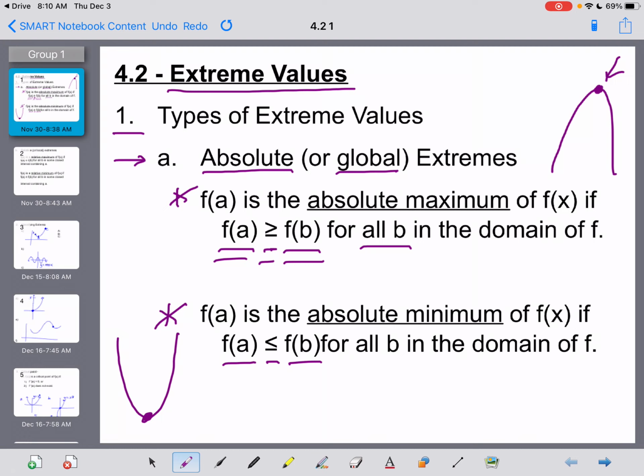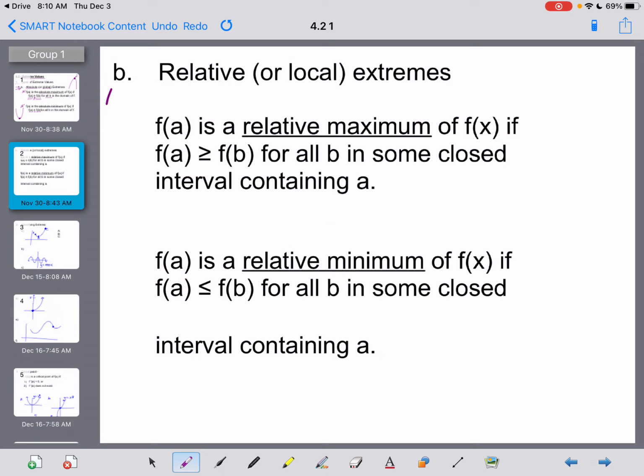So, that was A, everybody. That's our definition of an absolute or a global extreme. But now for B, we're going to amend that a little bit and start talking about what's called a relative or a local extreme value. So let's break this one down and let's take a look at this definition here. F of A, again, this is a y value now, is called a relative maximum of your function if your y value, f of A, is greater than or equal to f of B for all B, now this gets interesting, in some closed interval containing A.